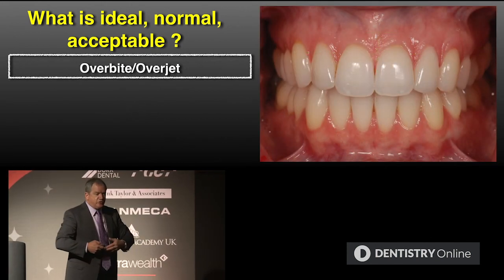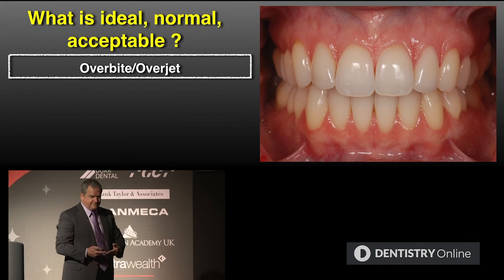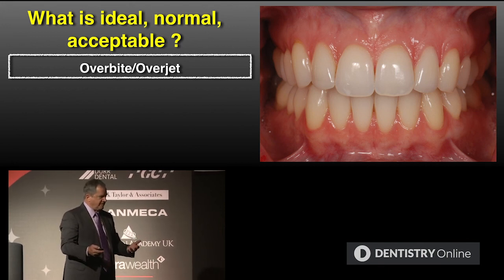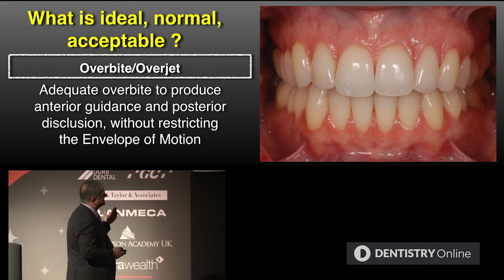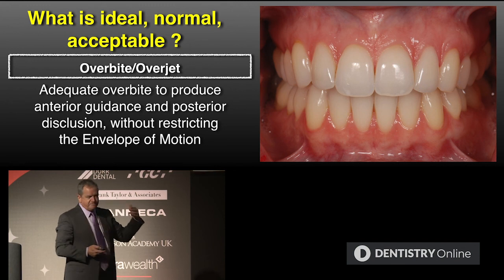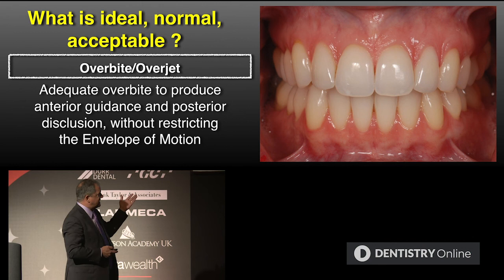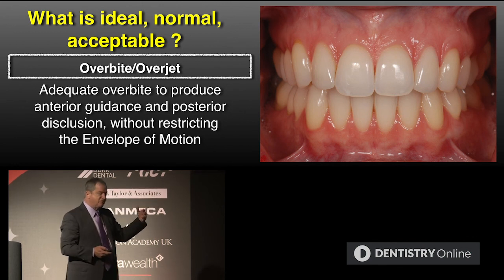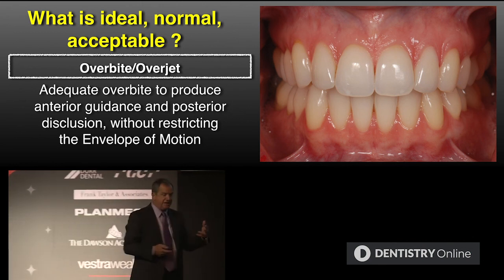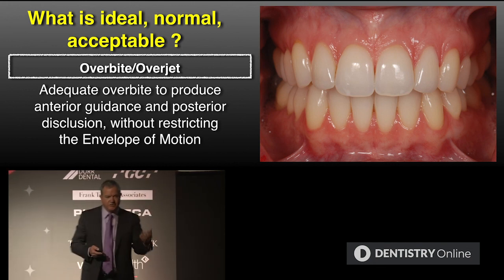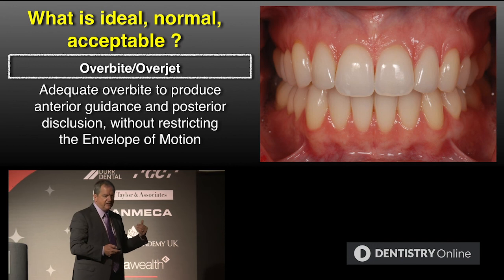Now, what do we consider normal occlusally? What's a normal overbite? What's a normal overjet? Is it like 2 millimeters, 4 millimeters, 5 millimeters? So my answer would be this. It's enough overbite to provide anterior guidance and posterior disclusion. In other words, it's enough overbite so when the mandible moves, the anterior teeth take over and the posterior teeth get out of the way.